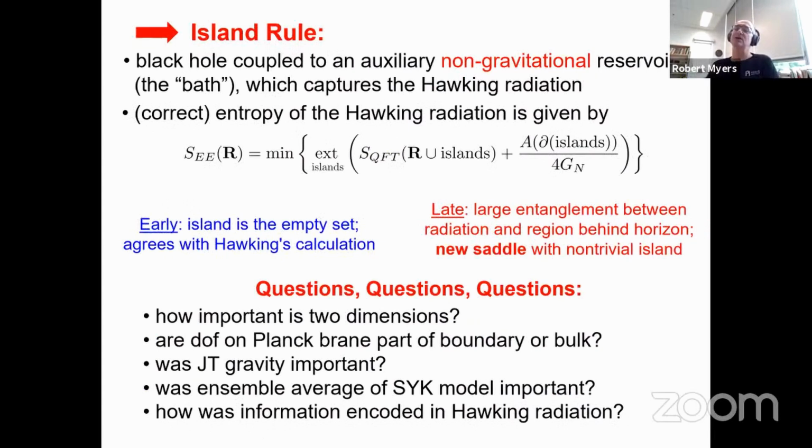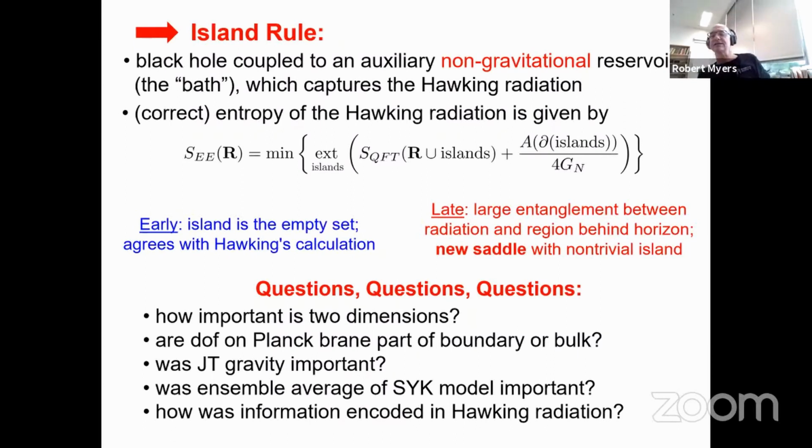Of course, this raises a lot of questions. How important was 2 dimensions? Was it important that we were using this particular JT, or Jackiw-Teitelboim gravity? There were questions about ensemble averages for the experts.